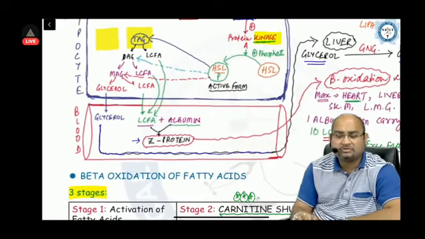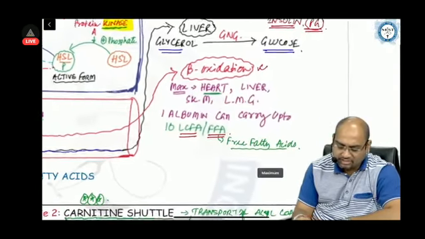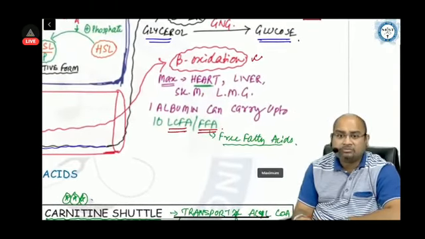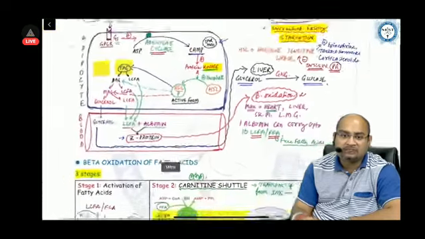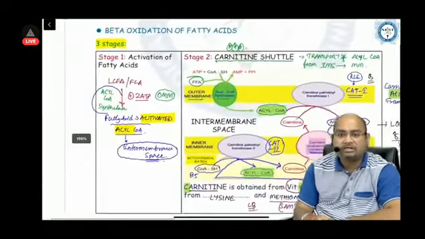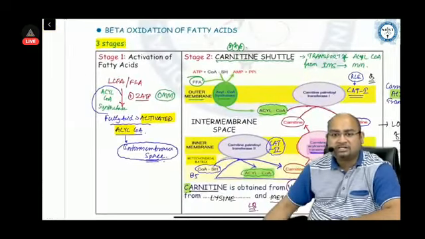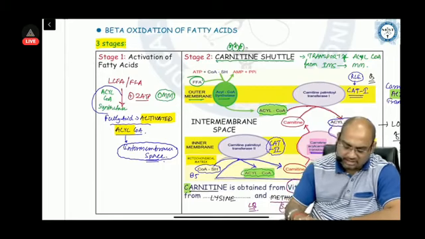Stored fats are broken down in the form of free fatty acids. They will come into the heart and it will be broken down. One albumin can carry 10 free fatty acids. All of you know better. This activation requires some ATP, fatty acyl CoA, carnitine shuttle.